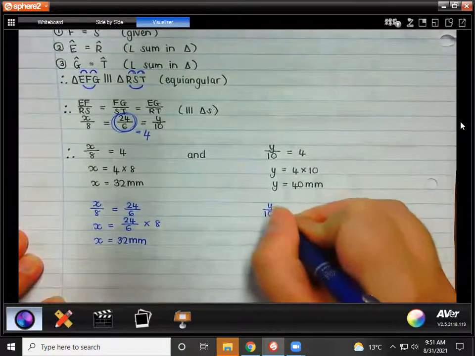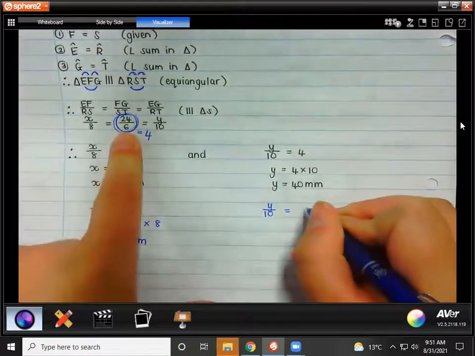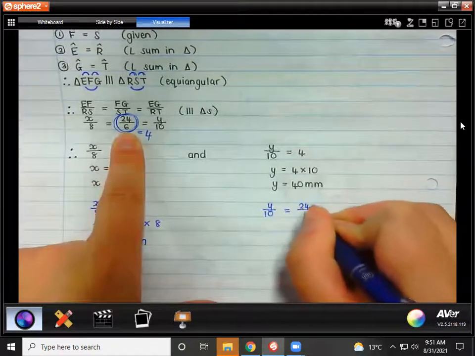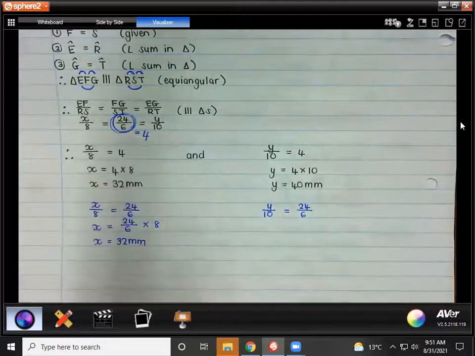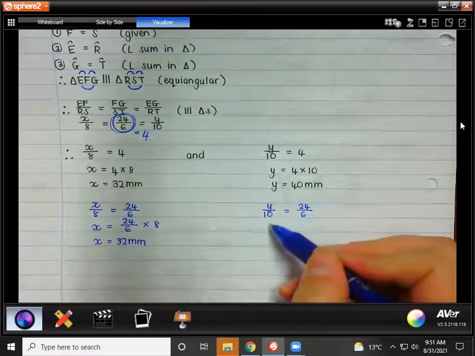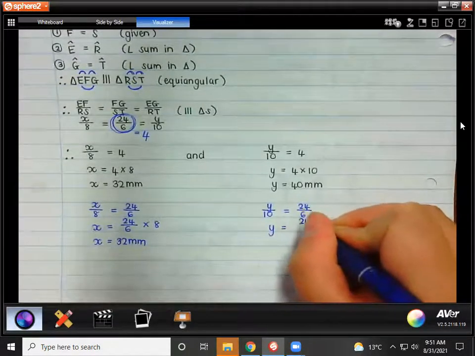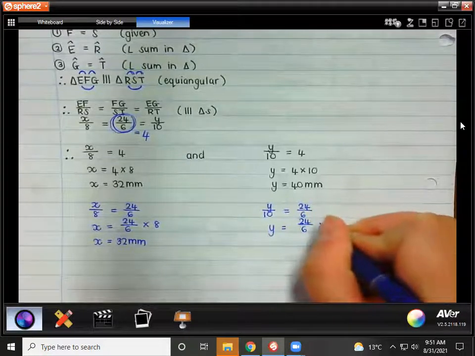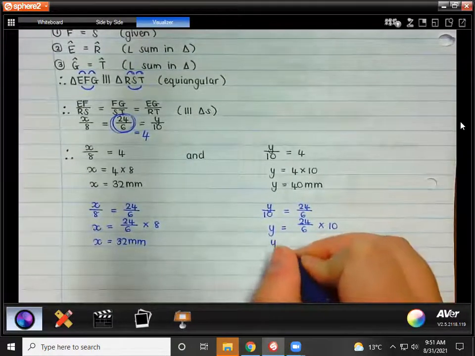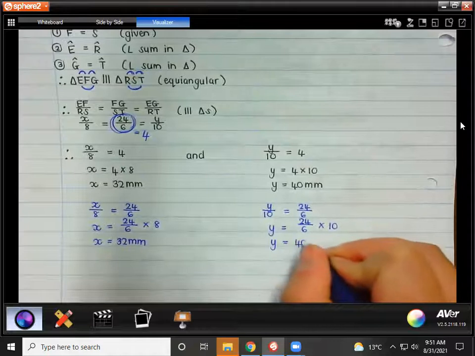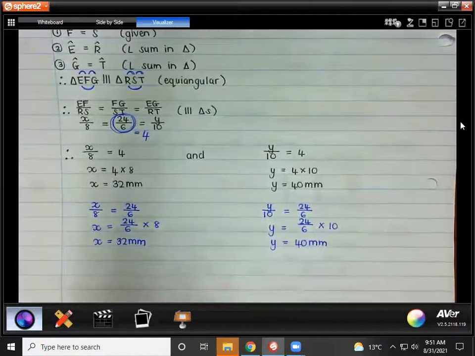Same thing over here. If you said y over 10 is 24 over 6, so if you didn't simplify it to 4, you would still say the opposite of dividing by 10 is multiplying by 10. So 24 over 6 times 10. And if you type that into the calculator, you will again get the correct answer.